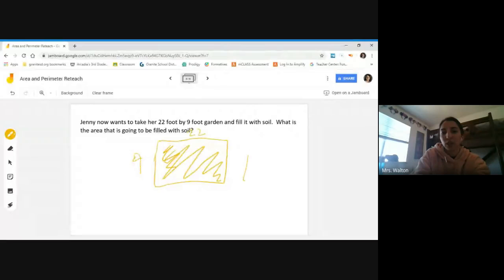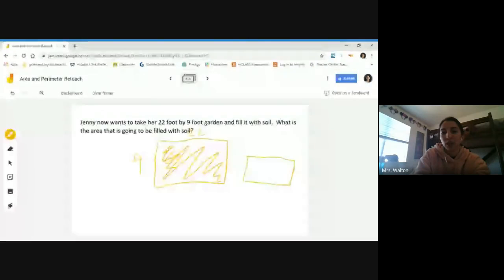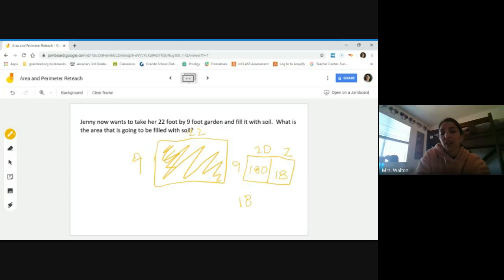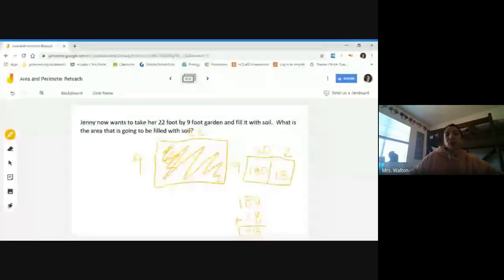And once again, do your box method, if that helps you. 22 times 9. 9 times 2 is 18, plus a 0. And 9 times 2 is another 18. No zeros needed. 180 plus 18. Sorry, it's kind of hard to see. 198. Square feet is how much you will need to fill with soil, how much soil she'll need.